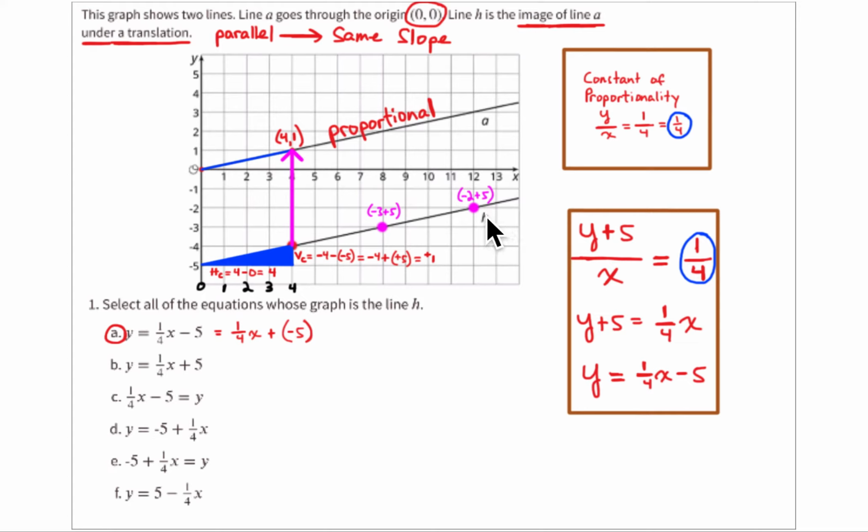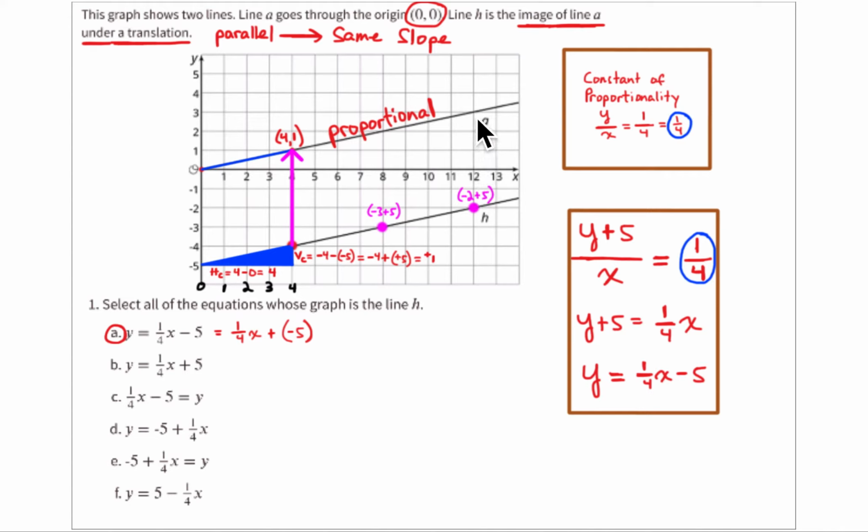This point has a y coordinate of -2. So it's right here, -2. Now what happens if we add 5 to that? -2 plus 5 is a +3. So this says that y plus 5, so -2 plus 5 is +3. So 3 is 1/4 of what number? Well, 1/4 of 12 equals 3. 12 divided by 4 equals 3.